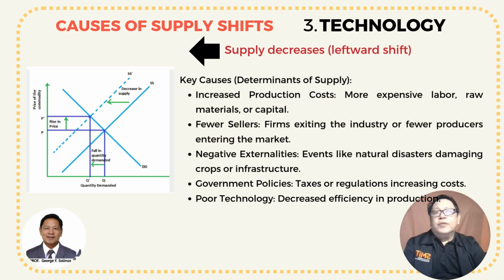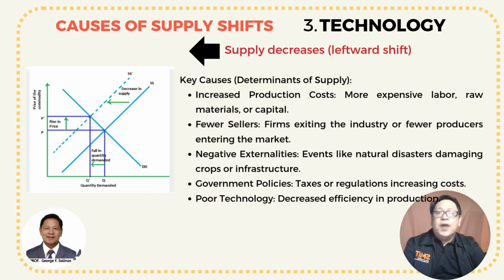So let's talk about what decreases the supply. And there are five factors that shift the supply curve to the left, and these include the following. First is the increase in the production costs. So when costs associated with factors of production, such as labor, raw materials, or capital increase, producers are less willing or able to supply the same quantity even at previous prices.